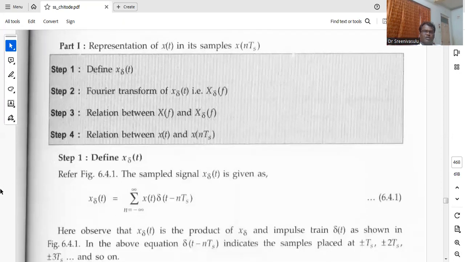Now the steps are: first, from x of t, we define x delta of t. X delta of t is just the multiplication of the periodic impulse train with the original signal. Then calculate the Fourier transform of x delta of t, and then find the Fourier transform of x of t. You see the relation between x delta of t, x delta of f and x of f. And finally, you can take the relation between x of t and x of nTs.